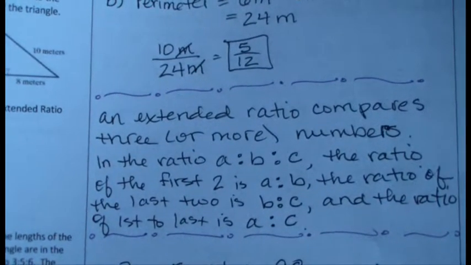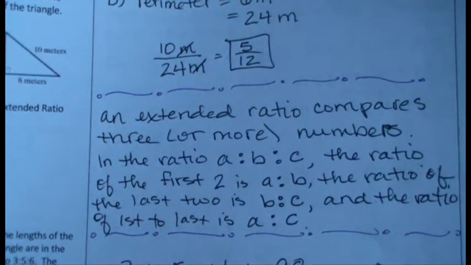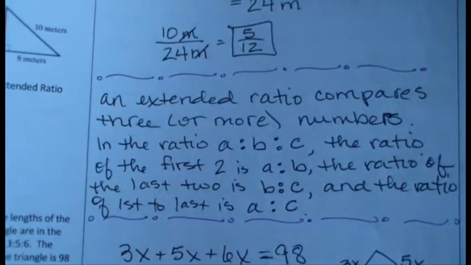So basically what we're going to do is we're going to use these extended ratios to be able to figure out side lengths in triangles. That's the whole reason why they're doing this for you. So example 7.